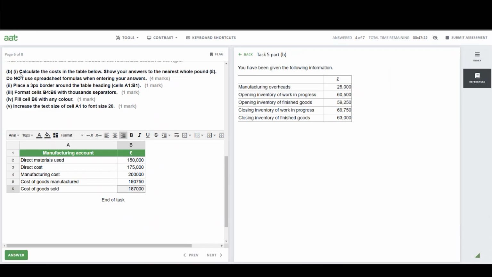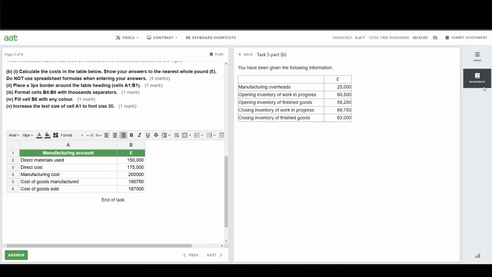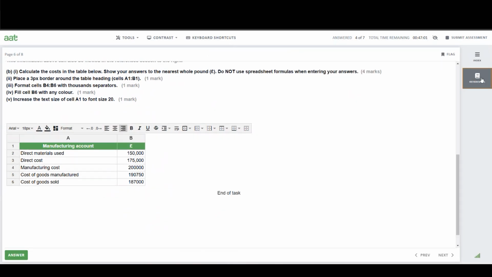Okay, so we've completed B1. We now need to do B2, 3, 4, and 5. So we're going to use the simulated spreadsheet to help us to format the data in the table. You can scroll to the right here, obviously. In fact, let's just shut down those references now so we can see the full menu bar there, the full ribbon, as it would be called in Excel.